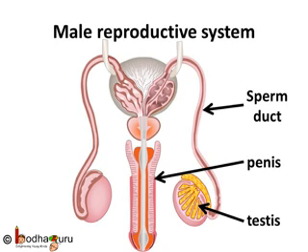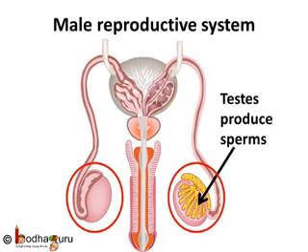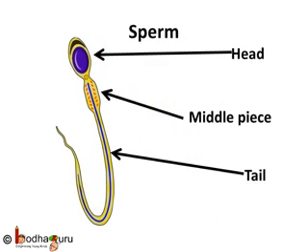The male reproductive organs include a pair of testes, two sperm ducts, and a penis. The testes produce the male gametes called sperms. Millions of sperms are produced by the testes. If you look at the structure of a sperm, sperms are very small and look like a tadpole. Each sperm has a head, a middle piece, and a tail. But a sperm is a single cell. The tail of the sperm helps it to move.